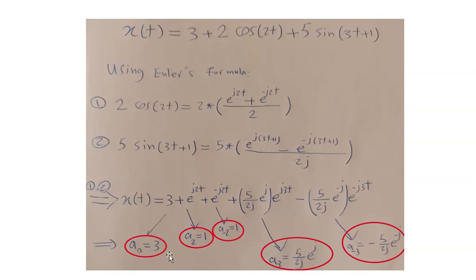But the first thing that we have after a0 will be a2, because we have e to the power of j2t. So the coefficient of e to the power of j2t will be a2. The coefficient will be 1 because it's 1 times e to the power of j2t. The same for e to the power of minus j2t. So our a minus 2 will be 1 as well.